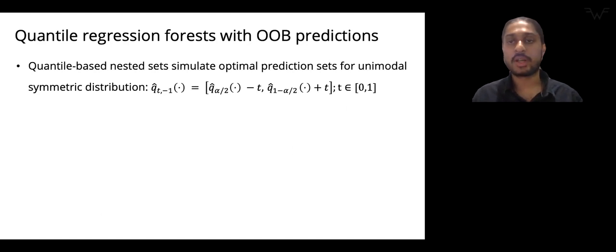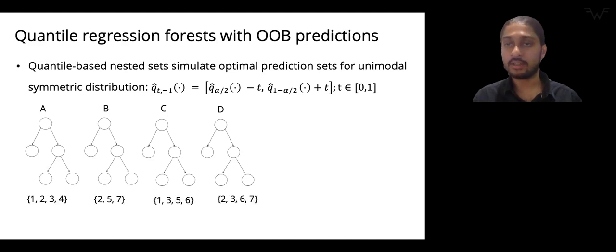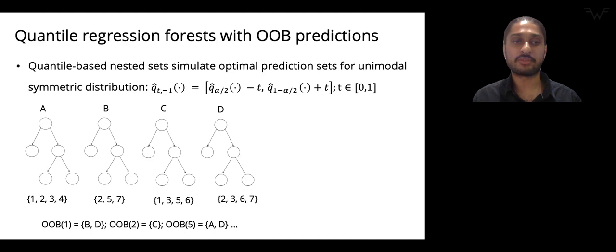Now to perform quantile regression, we use an ensemble technique, quantile regression forests, developed by Meinshausen. However, we wish to avoid sample splitting and use all the data while training to maintain sample efficiency. And we want to do this while maintaining coverage validity. And for this, we rely on out-of-bag prediction.